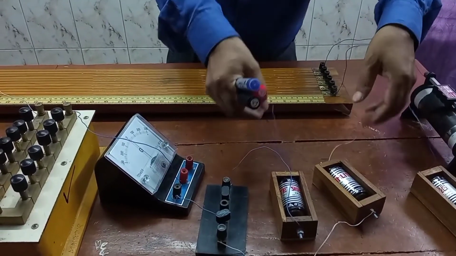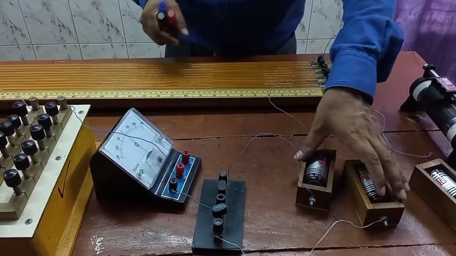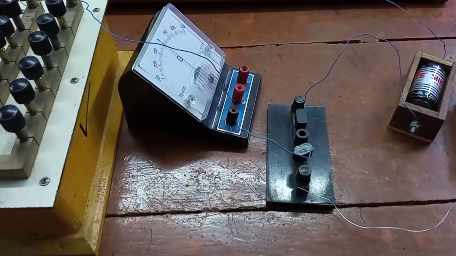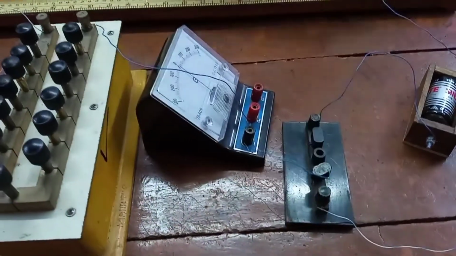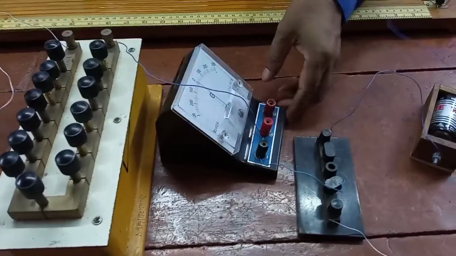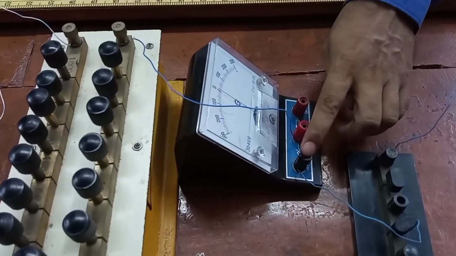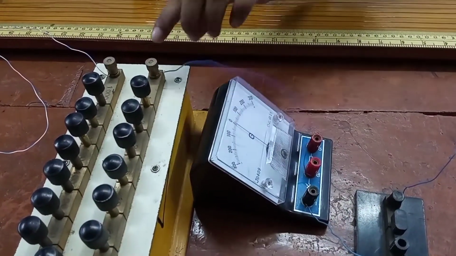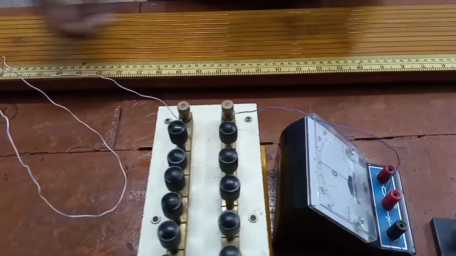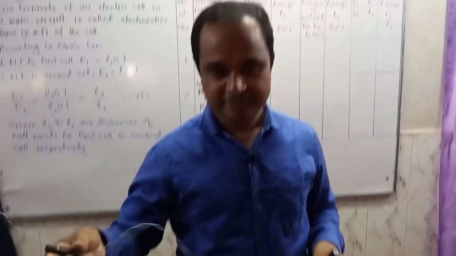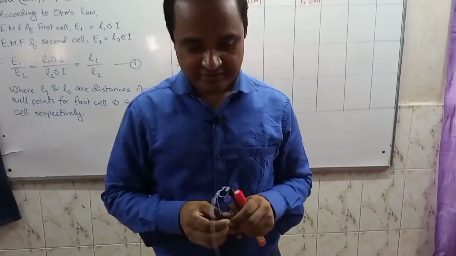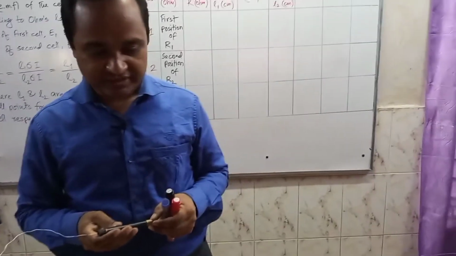These 2 wires are connected to the positive end of the 2 cells, and the negative end of the 2 cells are connected to the 2-way key. Then from this 2-way key, a connection is connected to the negative end of the galvanometer. Then from the positive end of the galvanometer, a wire is connected to the resistance box, right, and the jockey is connected in the other end of the resistance box, right. This is the connection for the experiment. Okay. Now let us see the reading for the experiment.